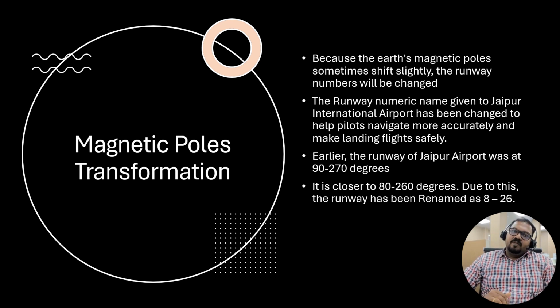But now the magnetic pole transformation has moved it closer to 80 and 260 degrees. Due to these changes, the runway has been amended and renamed to 8/26. So this is one case study to identify the magnetic pole transformation. This type of transformation is happening nowadays, so most airports are renaming runways from time to time, decade by decade. That number changing also happens.